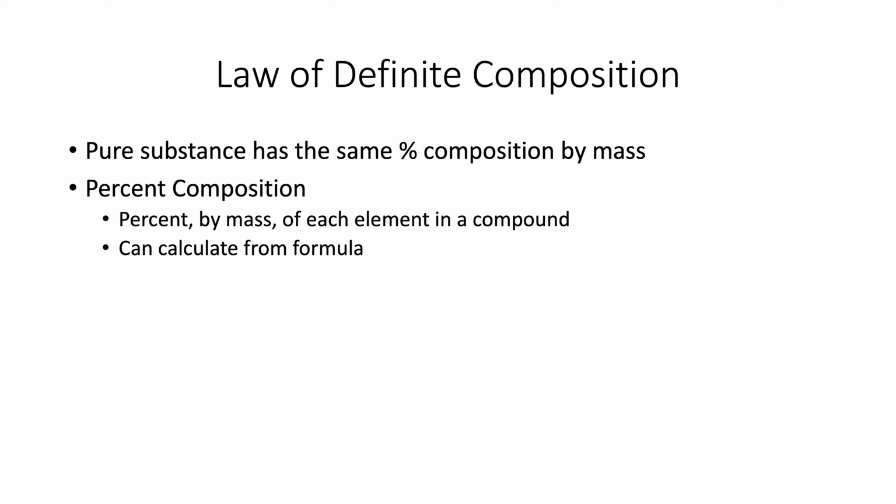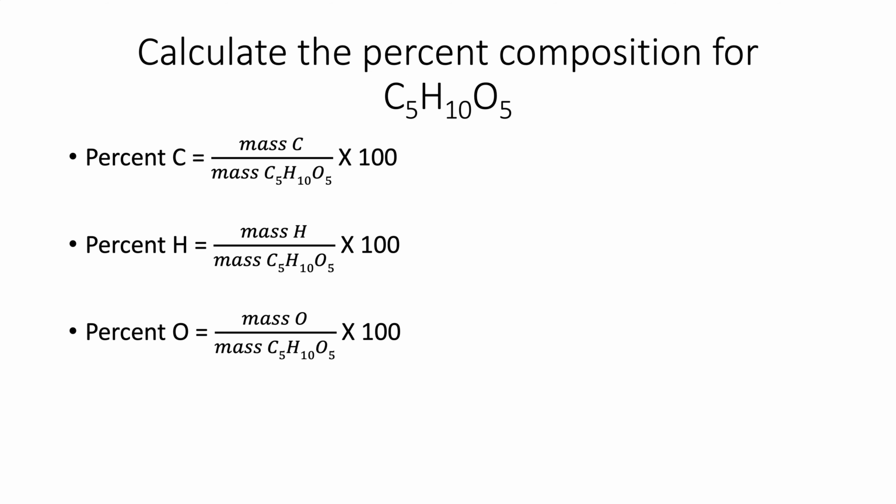The law of definite composition says that a pure substance always has the same percent composition by mass. Percent composition is the percent by mass of each element in a compound, and you can calculate it from the formula. You just want to be looking at how the question is worded. If a question just asks you for the percent of one of the elements, you don't have to do the whole thing. You could just do it for that element.